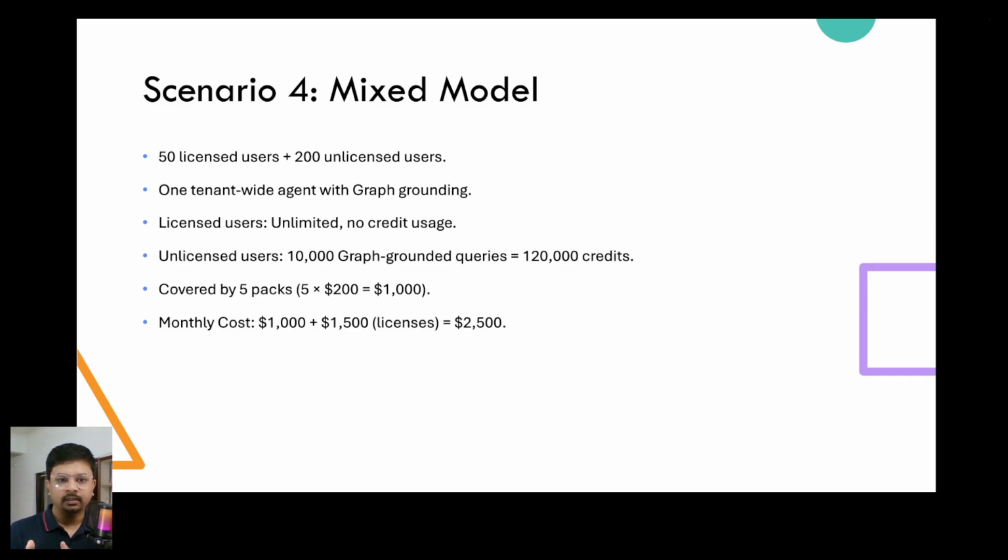So how is it calculated? You already know tenant graph grounding requires 10 credits to search and 2 credits to retrieve. So 10 plus 2 equals 12. 12 times 10,000 is 120,000 credits. That is covered by the 5 packs; if you purchase the credit packs, that will be $1,000. The monthly cost will be $1,000 plus $1,500 for the licenses for the 50 users, so that will be $2,500.